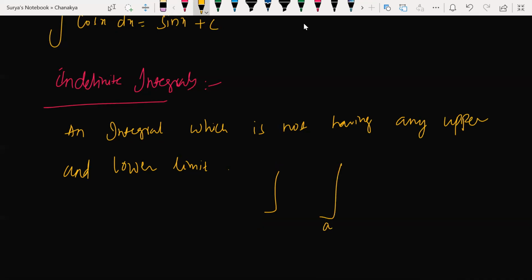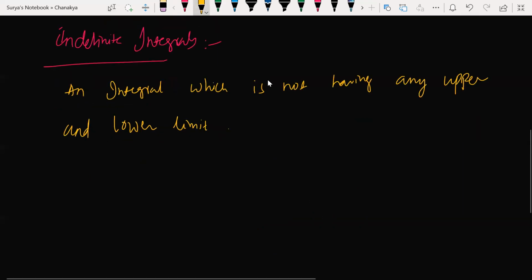In definite integrals, you will have limits like this: upper limit as b, lower limit as a. But this is an indefinite integral. This is indefinite, this is definite. In definite integrals, we have upper and lower limits. In indefinite integrals, we would not have any kind of limits. But mathematically, how do I represent this?